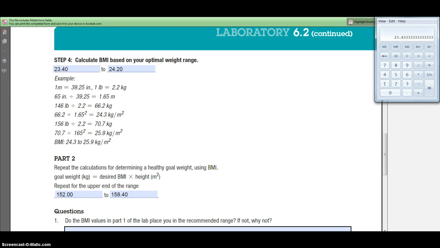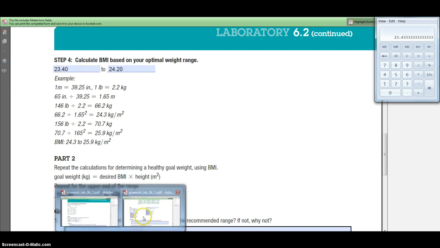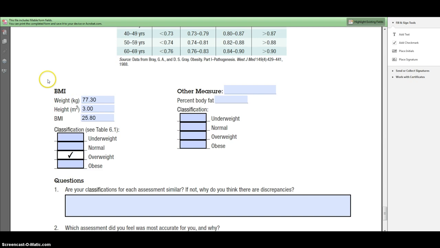If you want to know where I got that from, if I go back to my 6.1, I've already calculated it right here. I looked at my BMI. Here is my height in meters squared. I divided that by 3. So if you go back to 6.1, find that number, that's how you'll divide that out.